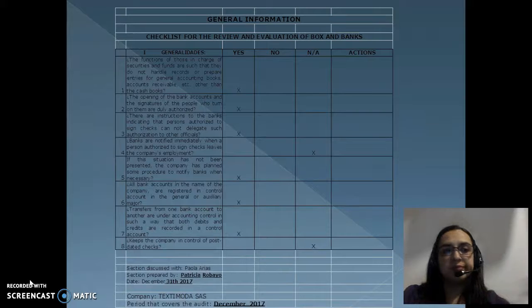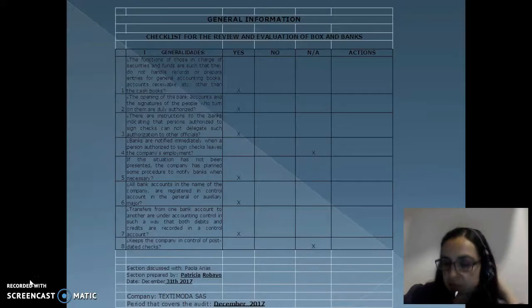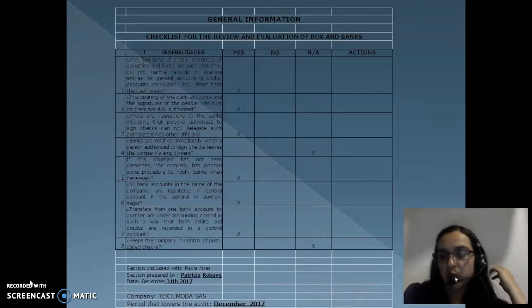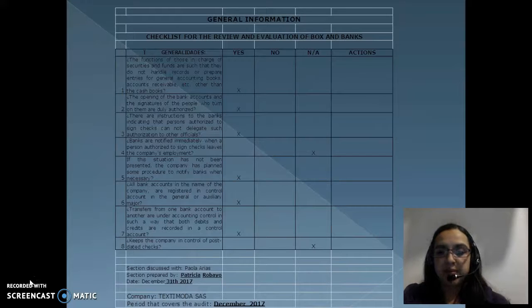The auditor will verify the assets, liabilities, financial obligations and other factors in the financial statements.